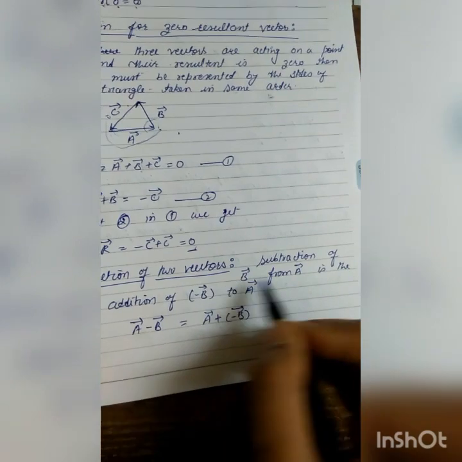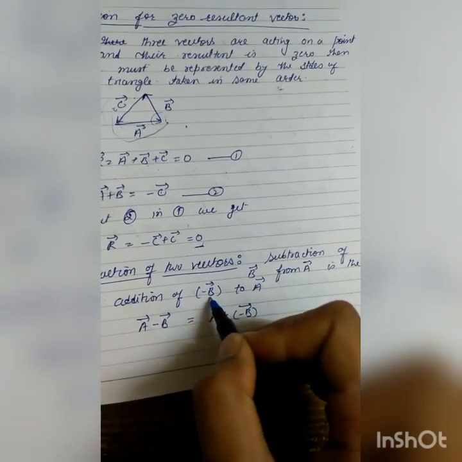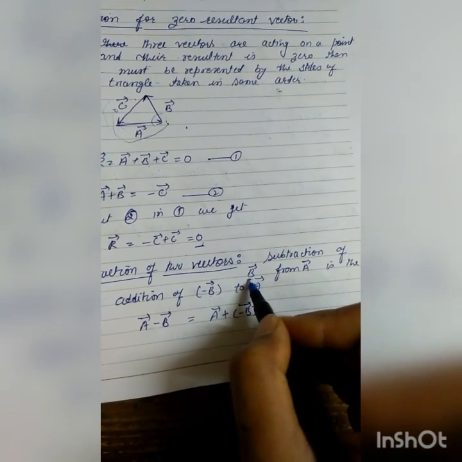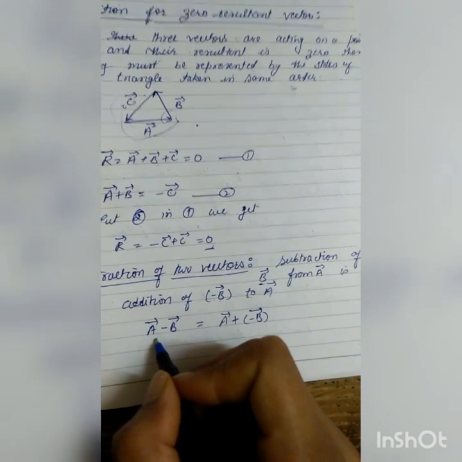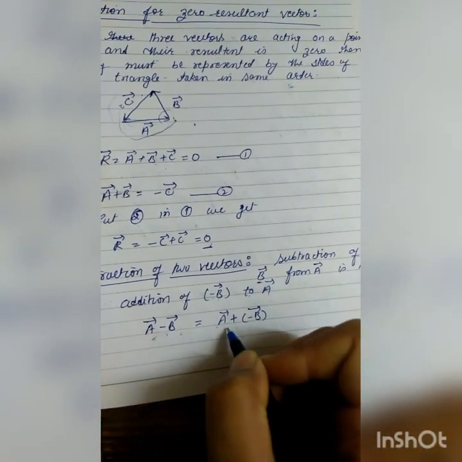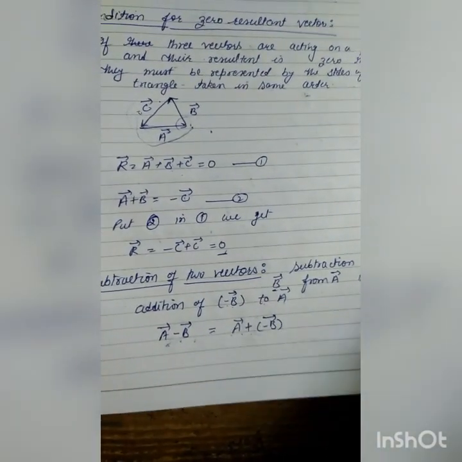Next we have subtraction of two vectors. Subtraction of B vector from the A vector is the addition of minus B. Reverse the direction of B, that is minus B, to A. So we can write it as A minus B vector is equal to A vector plus minus of B vector, right?